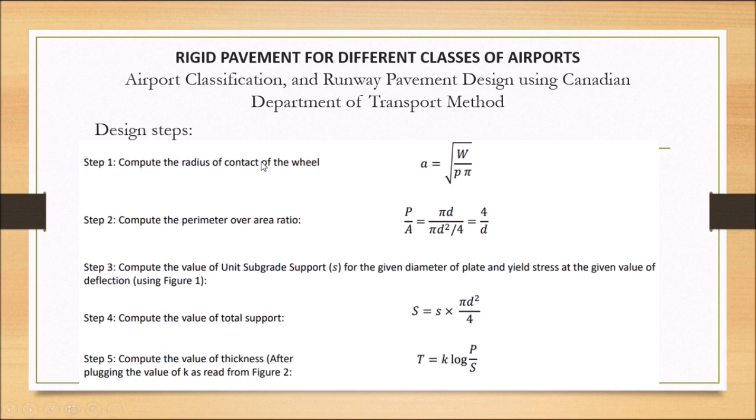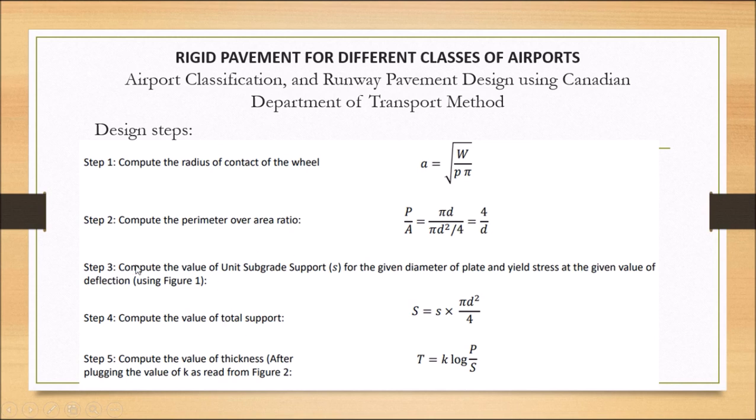So let's look at the steps. One, we have to compute the radius of contact of the wheel, where A is equal to the square root of W over P pi. Step two is compute the perimeter over area ratio. So here we have P over A, the perimeter over the area of the wheel. The perimeter is pi d from mathematics, and our area is pi d squared over 4, from the area of a circle. Then we can simplify this to be 4 over d.